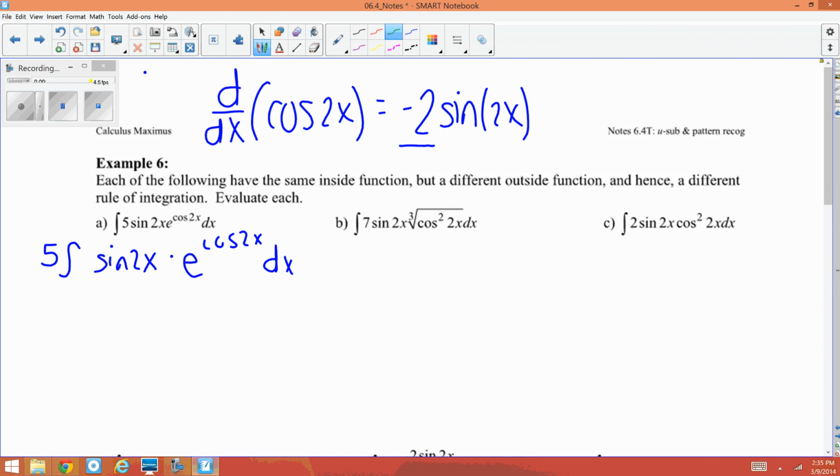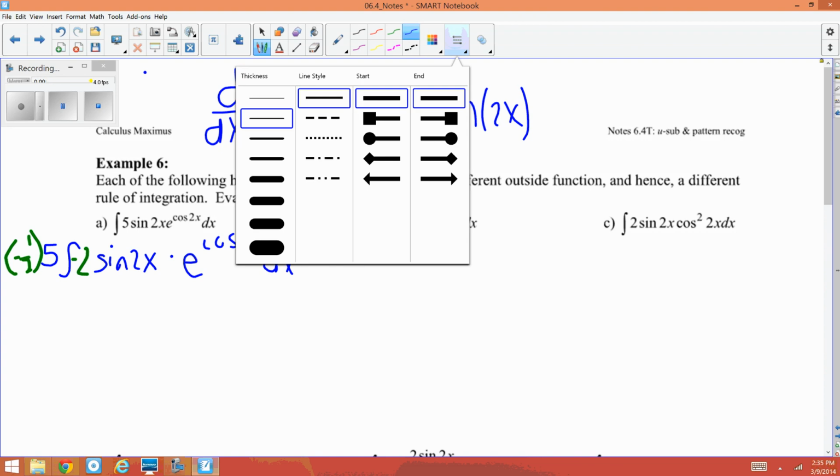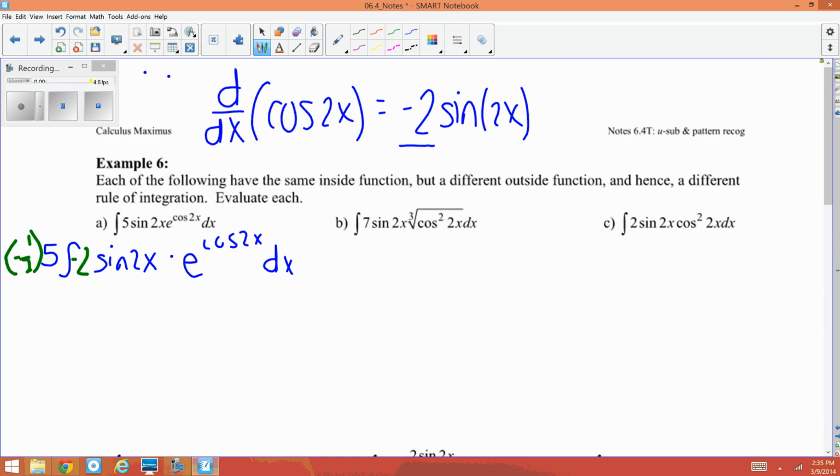So I'm not going to show this step every time, but I could put a negative 2 there. If I do that, I have to correct it by putting the negative 1/2 on the outside. I'm not going to show that correction every time, but I am going to pull it out right now. So I have that 5. I have the correction of the negative 1/2. Now, I just have to take the antiderivative of e to the cosine of 2x.